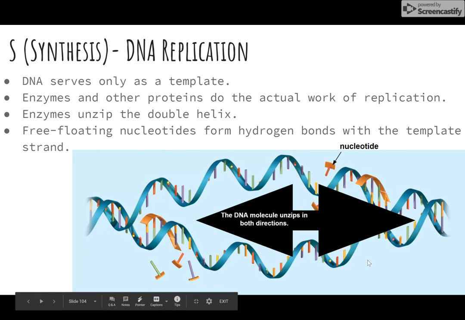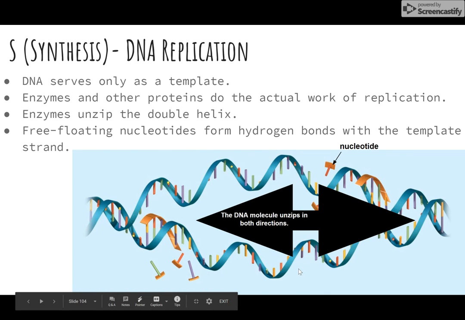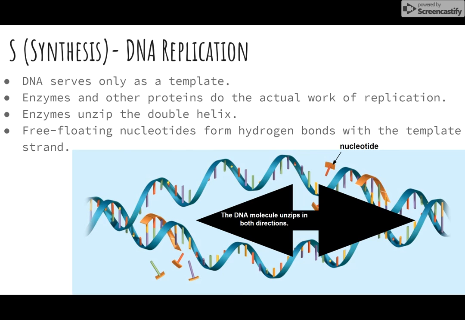So here we have a little diagram of that DNA being unzipped. And you can see we split apart the DNA strand and we're putting in our free-floating nucleotides. Those are going to form hydrogen bonds, and then enzymes are going to go through and they're going to seal the backbone, which means they're going to connect those phosphate groups with those deoxyribose sugars and make a solid backbone.